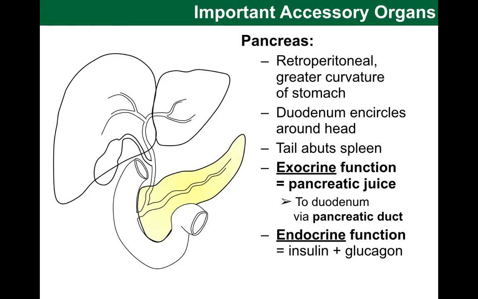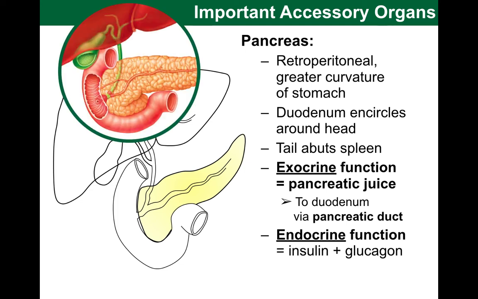Now, let's look at the pancreas. It is located mostly retroperitoneally, deep to the greater curvature of the stomach. The head of the pancreas is encircled by the duodenum, as we saw earlier. What is interesting about the pancreas is that it is one of the very few glands in the body that serve both exocrine and endocrine function. The exocrine function, which we are interested in for digestion, is the production of pancreatic juice. This is the most complete digestive secretion and gets released to the duodenum via the hepatopancreatic ampulla.